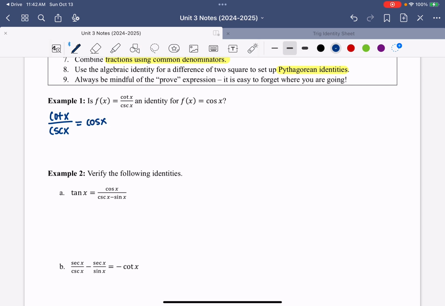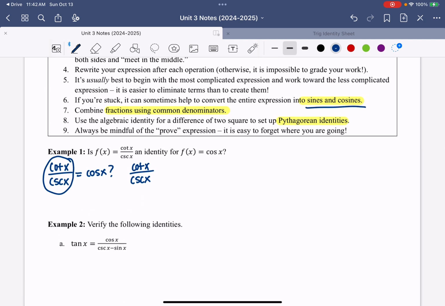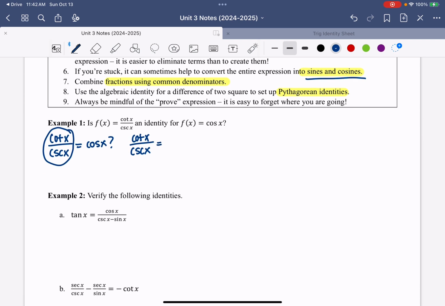Okay, so what I am going to do is start off by taking the more complicated side, and I'm going to manipulate it around. So cotangent of x divided by cosecant of x. That's what we're trying to simplify. Okay, so one thing that they said was helpful was to try to convert into sine and cosine, and I think that's really helpful here. So I know that cotangent is cosine of x over sine of x. Cosecant of x is 1 over sine x. Okay, I see that I have some sort of fraction within a fraction, so I'm going to go ahead and multiply by the reciprocal of the denominator.